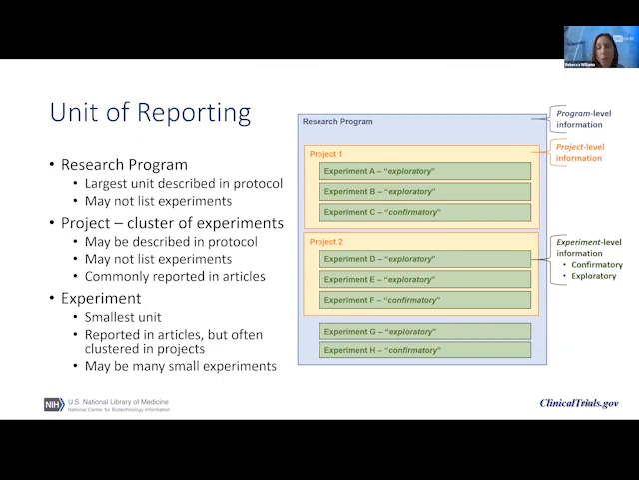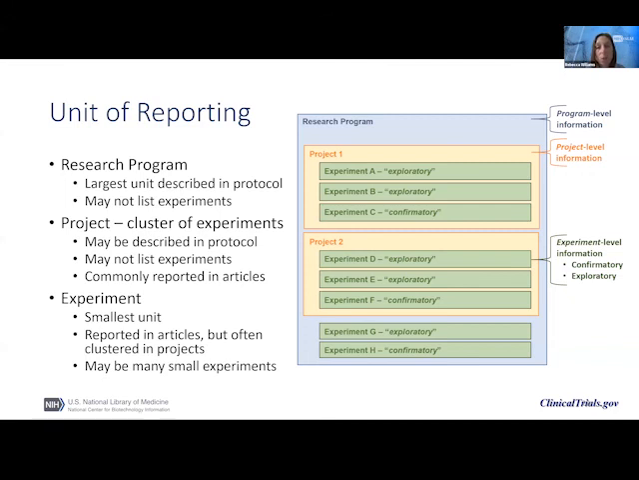So a lot of the reporting is really happening after the conduct of the experiment, and a lot of the documentation is happening either alongside the experiment or after the experiment rather than before. And then finally, the experiment itself is the smallest unit, and it could be any type of experiment. It could be considered exploratory or confirmatory, and again, is often reported in articles.